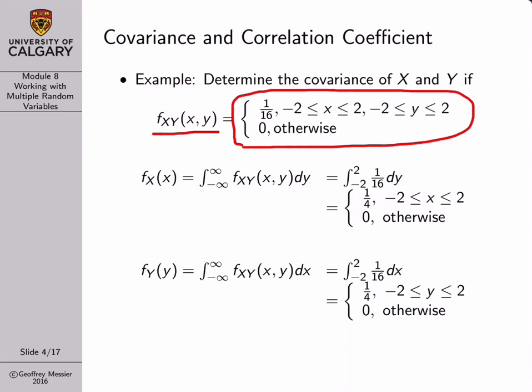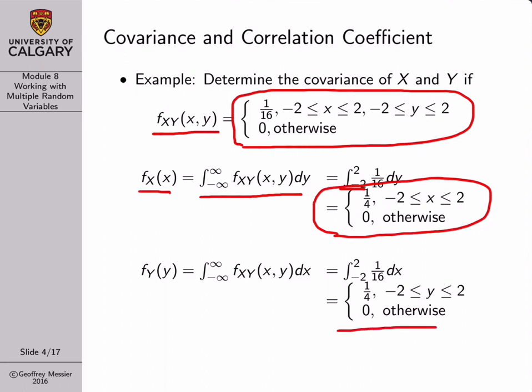So the first thing we're going to need to do is determine the mean of x and the mean of y. And to do that, we need to find their marginal distributions. So the marginal distribution of x is just determined by integrating out the y term of the PDF from -infinity to infinity, which for this bounded PDF ends up just being an integral from -2 to 2. And so we get a uniform distribution along the x-axis from -2 to 2 with a flat height equal to 1/4. We get exactly the same thing for the marginal distribution for y.